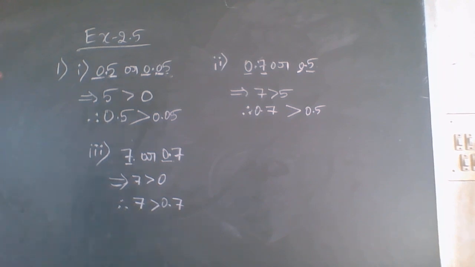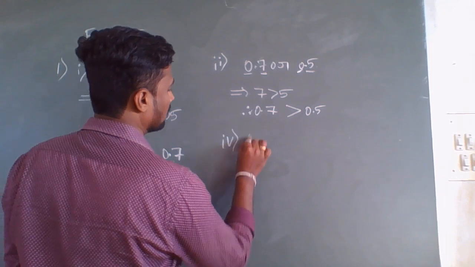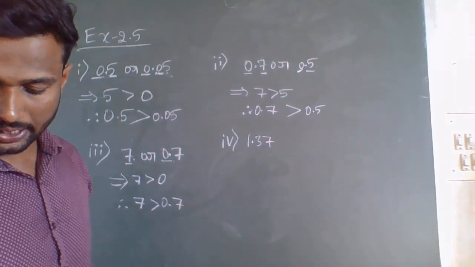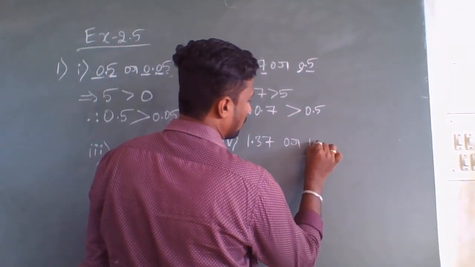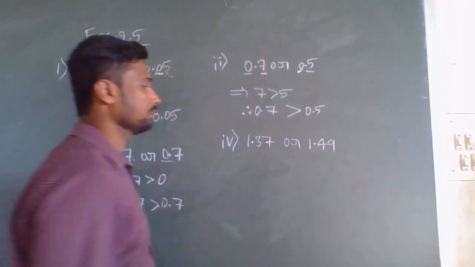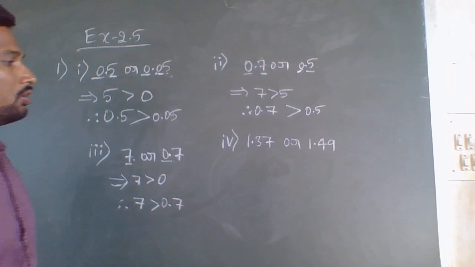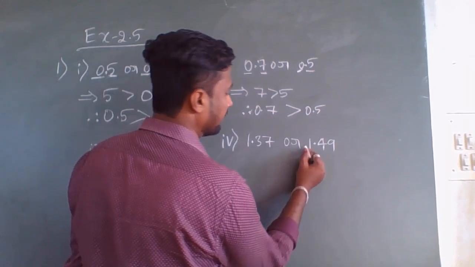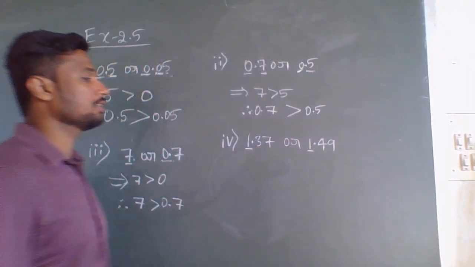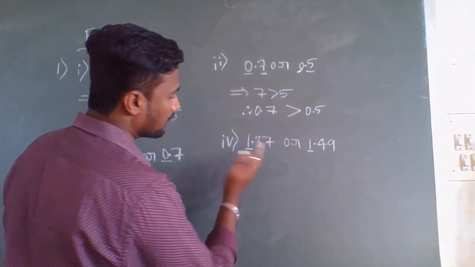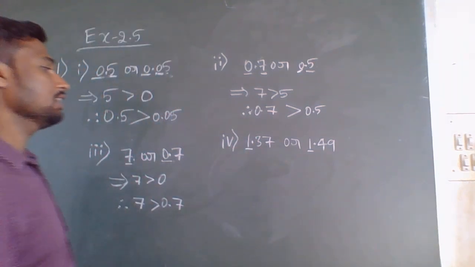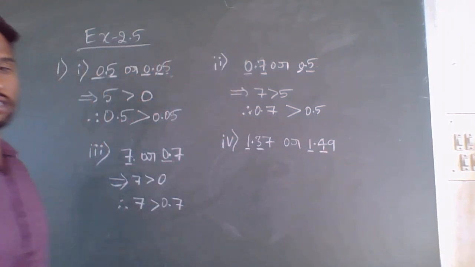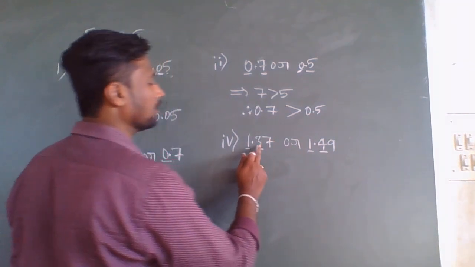So here they have given in the fourth problem 1.37 or 1.49. So now again we have to compare the left part of the decimal point only. Here the left part of the decimal point means here also 1 is there, here also 1 is there. So now we have to compare the right part of the decimal point. So here at the right part of the decimal point, here there is 3, here 4 is there. So now we know that this 4 is greater than 3.